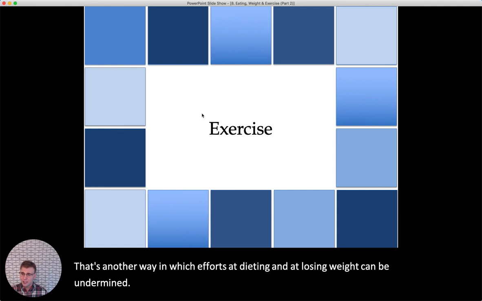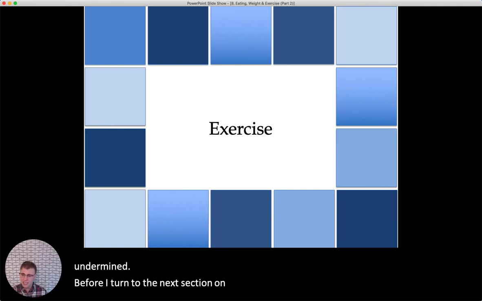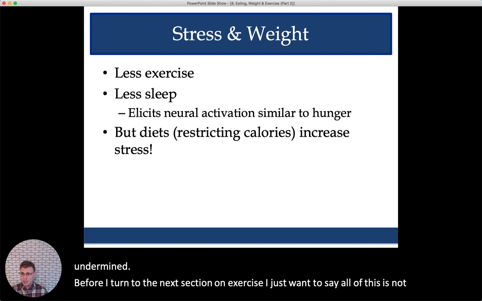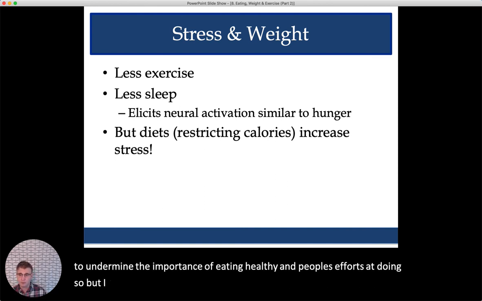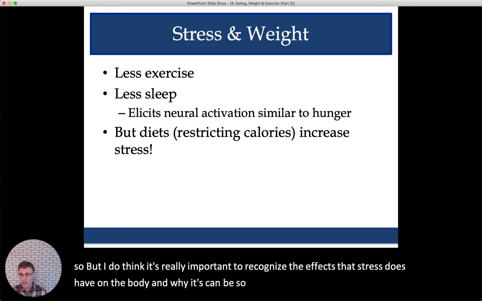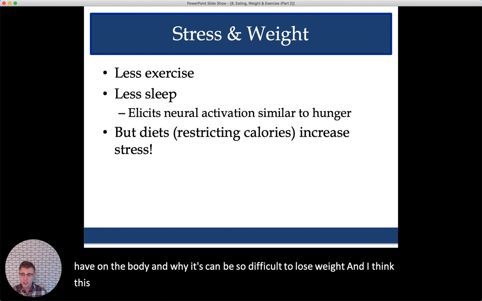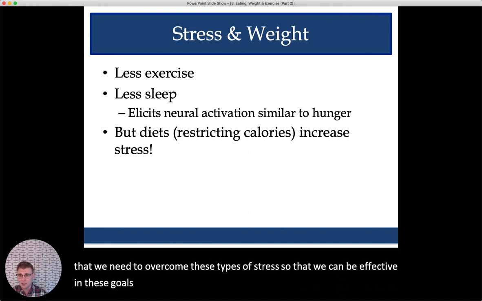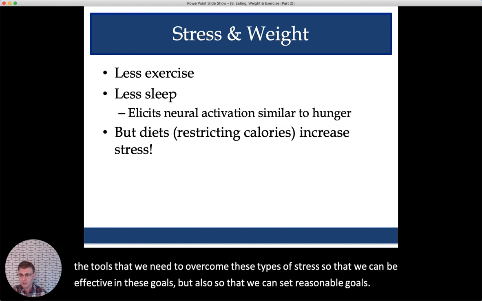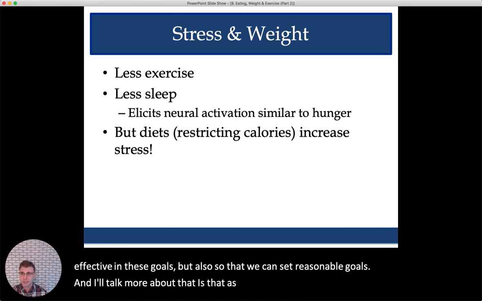And before I turn to the next section on exercise, I just want to say all of this is not to undermine the importance of eating healthy and people's efforts at doing so, but I do think it's really important to recognize the effects that stress does have on the body and why it can be so difficult to lose weight. And I think this is important both at the individual level, giving ourselves the tools that we need to overcome these types of stress so that we can be effective in these goals, but also so that we can set reasonable goals. And I'll talk more about that as well in the end here.